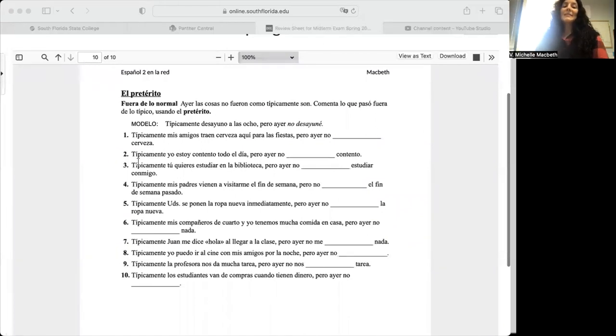Okay, so this is things that are happening in the present. So we're saying normally I do this, but the other day or yesterday I did this, right? So típicamente mis amigos traen cerveza aquí para la fiesta, pero ayer no trajeron. No, they didn't bring any. No trajeron cerveza, ¿no?